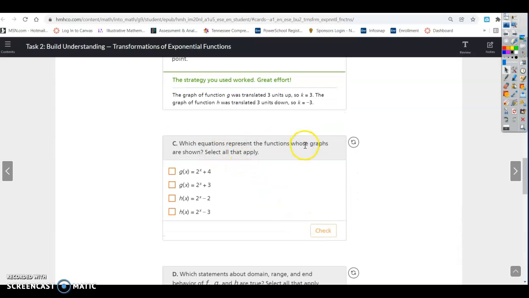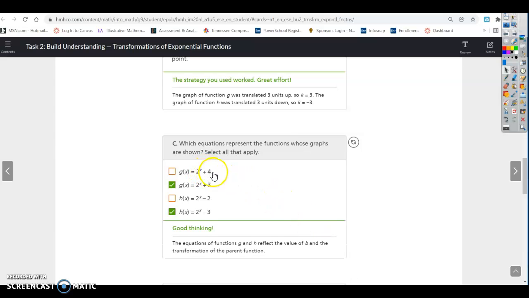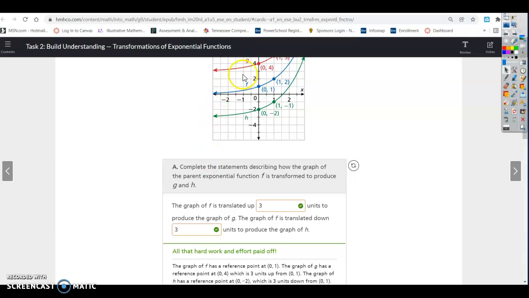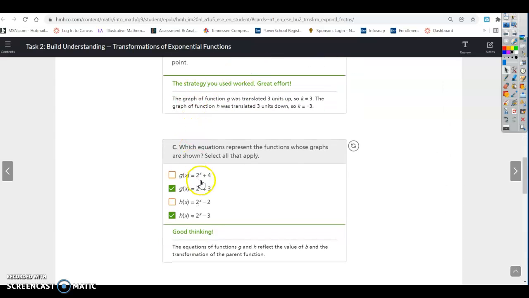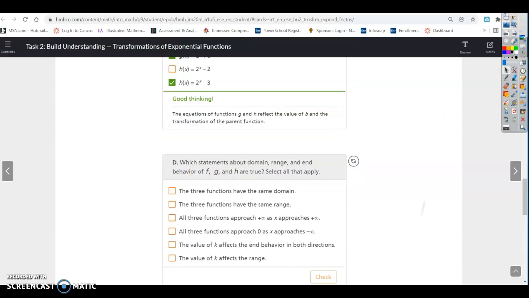All right, so it says which equation represents the function, or which equations represent the functions whose graphs are shown. Select all that apply. So we know we started with 2 to the x power, and g of x moved up 3, and h of x moved down 3. All right, and don't let this confuse you, because this is the y-intercept, and because this crosses at 4 and this crosses at negative 2, that's still been shifted down 1, 2, 3, and this one's been shifted up 1, 2, 3. So don't let those values trick you up, okay, because they often do that.